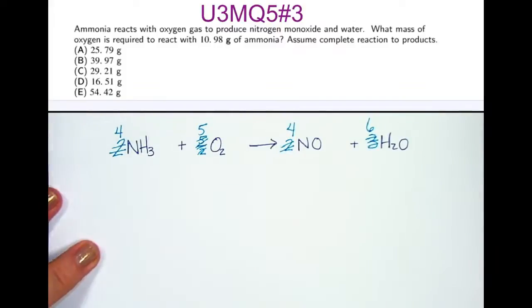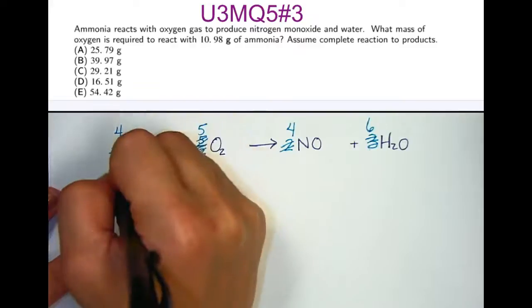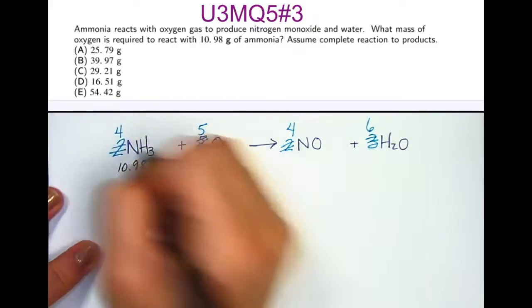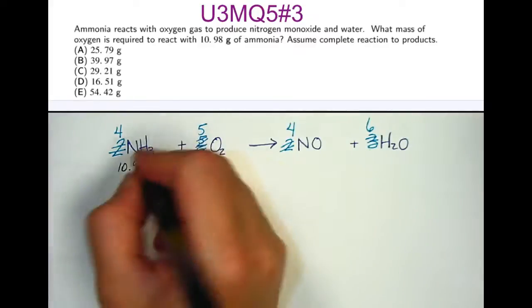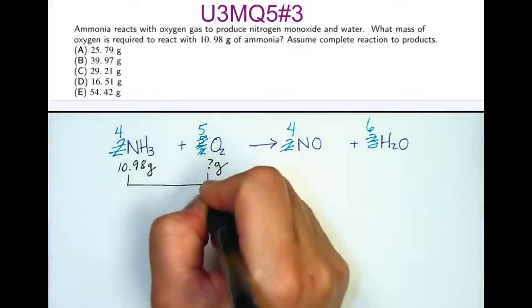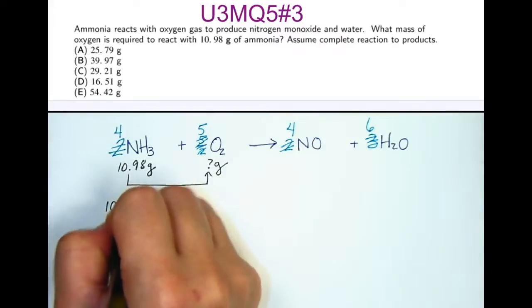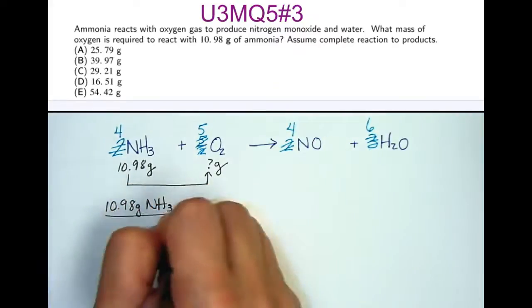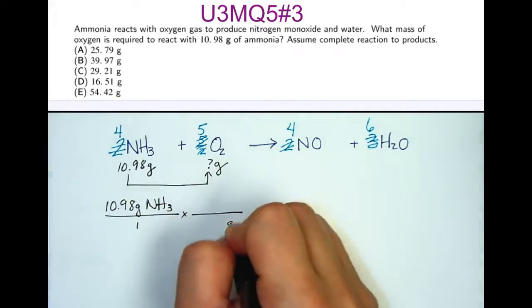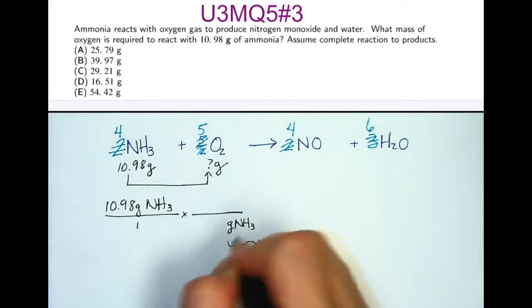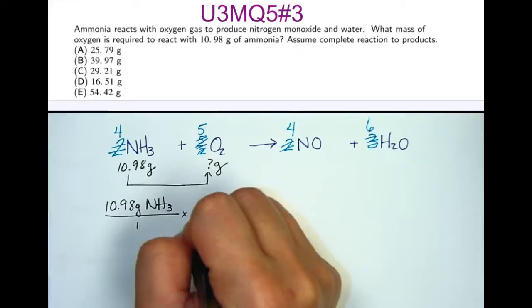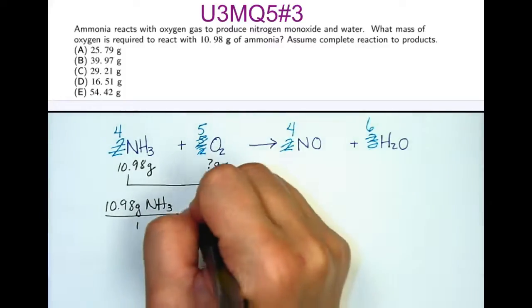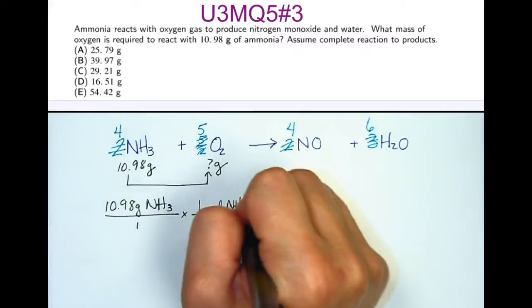Okay, so we are given that there are 10.98 grams of the ammonia, and the question is, how much oxygen is consumed or required in order to react with this many grams of ammonia? So we're going to stoich from ammonia to the oxygen. We'll put 10.98 grams of ammonia over 1. Bring down grams of ammonia, and you'll go to the periodic table and add up 14.01 plus 1.01 times 3, and that'll give you 17.04 grams of ammonia equals 1 mole of ammonia.